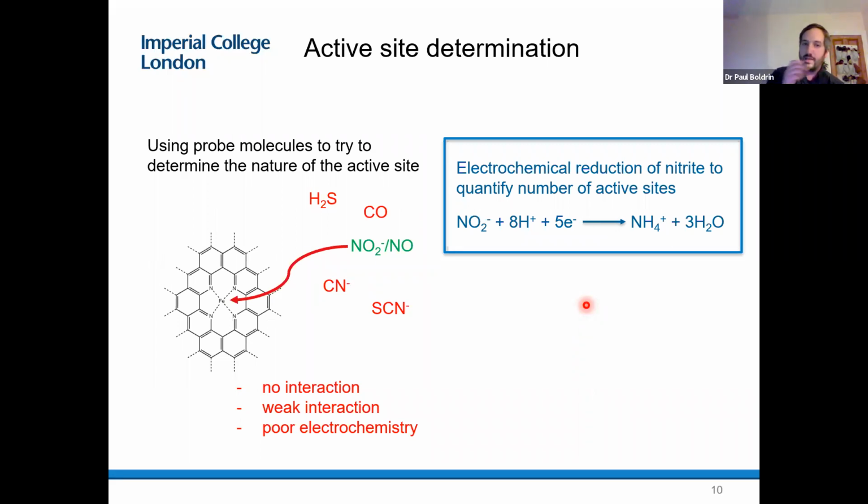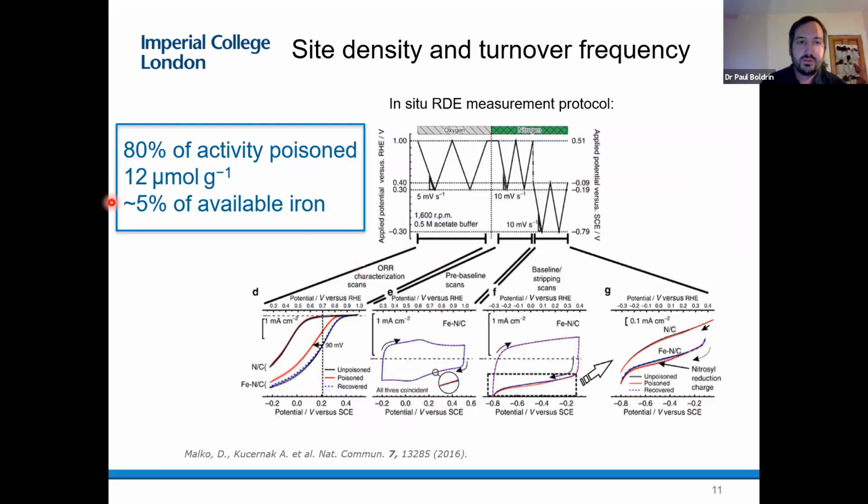So the group that I was working with in chemistry, they were trying to find ways to poison the catalyst, to see if that could give them any insights into how it was working. One molecule they found that could do it is this nitrite molecule, and they assumed that it was interacting with the iron site and that it was doing this reaction. That gave them some nice results. They were able to calculate this active site density of 12 micromoles per gram, which corresponds to about 5% of the iron that they put into it.